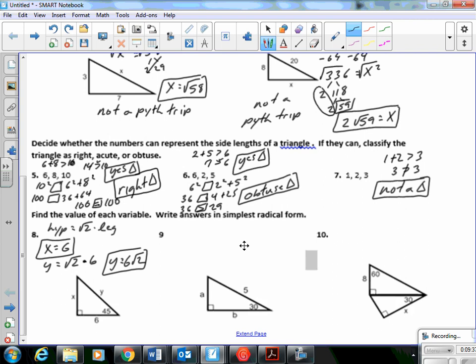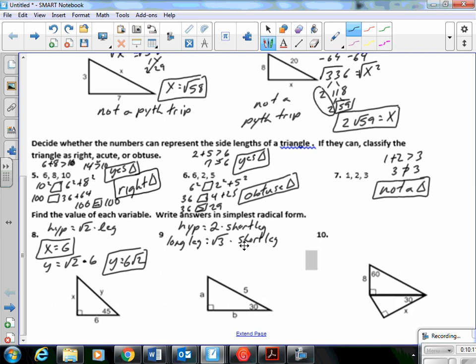Number 9, it's a 30, 60, 90. So we got two new rules for 30, 60, 90. First, with the hypotenuse, it's equal to 2 times the short leg. And then the long leg is going to be equal to the square root of 3 times the short leg. Everything's compared to the short leg on the 30, 60, 90.